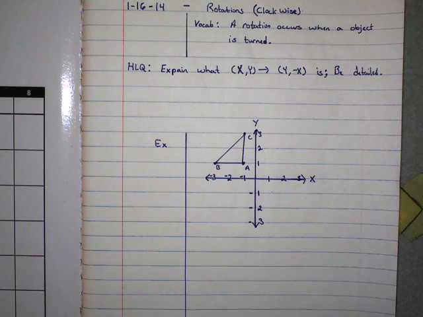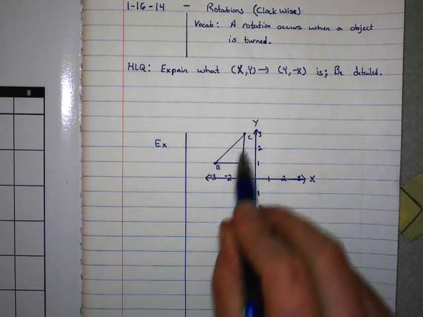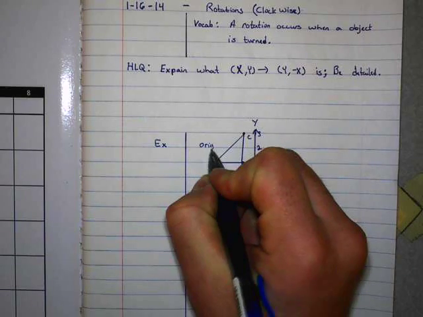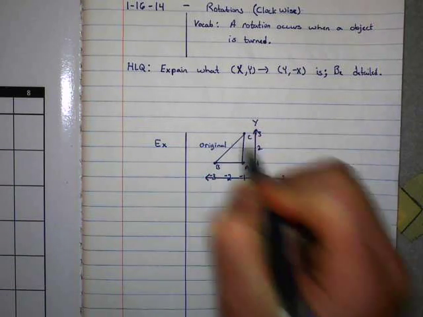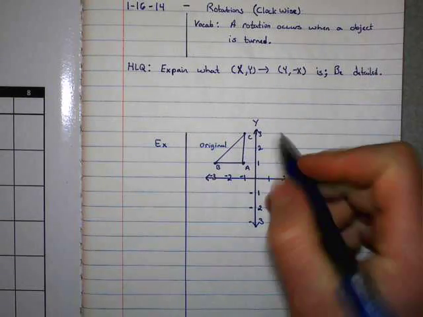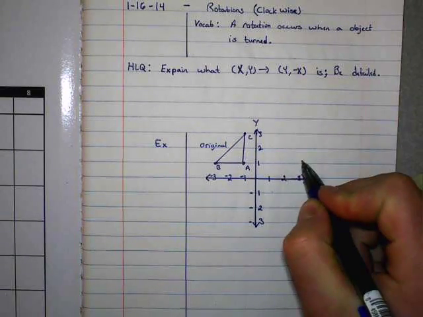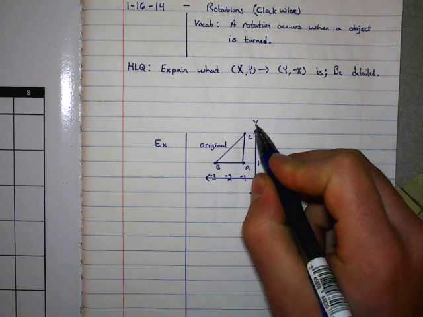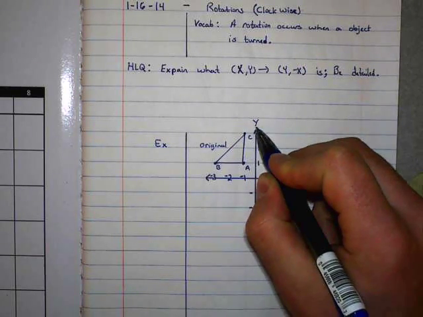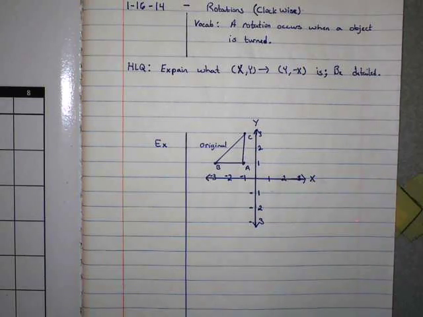The example we're going to use today is going to start with this right triangle. This right triangle that we've got is labeled A, B, and C. Again, we're going to call this our original. Now, when we take this original, we're going to rotate it 90 degrees clockwise. If this is 12 o'clock on our clock, we're going to be turning from 12 towards 3.